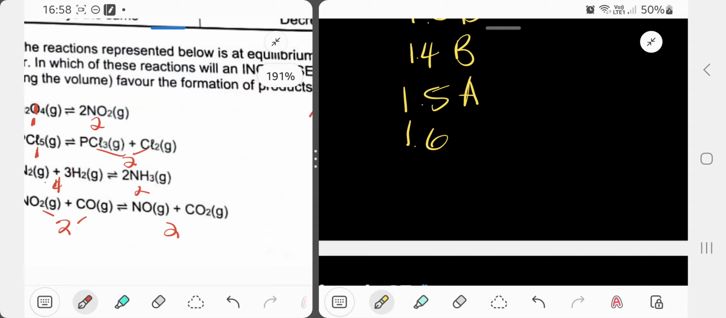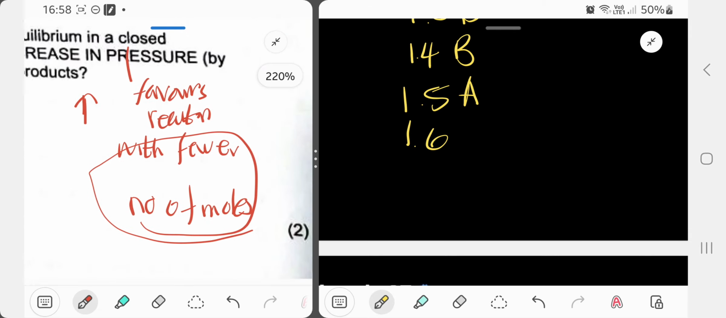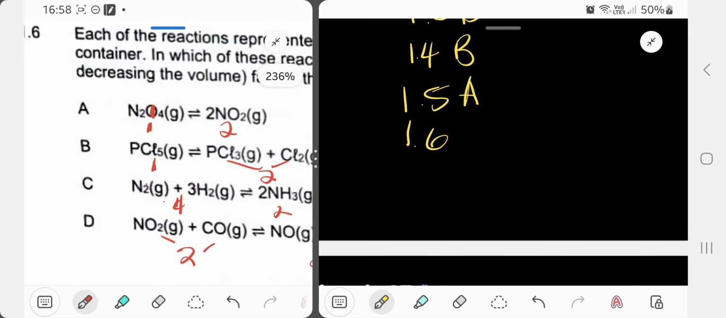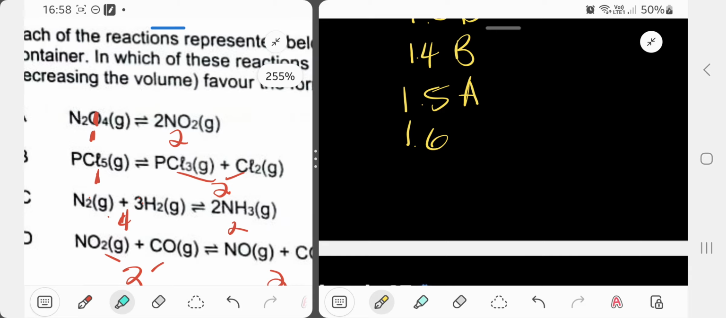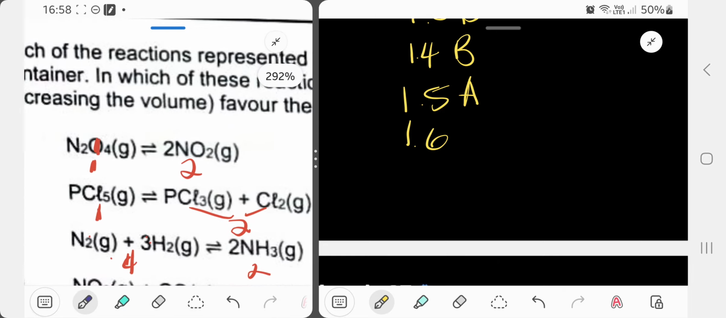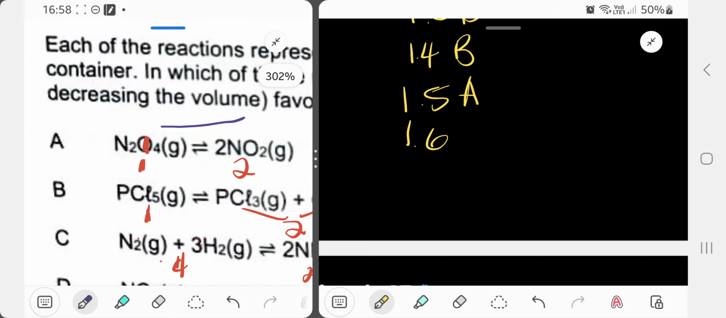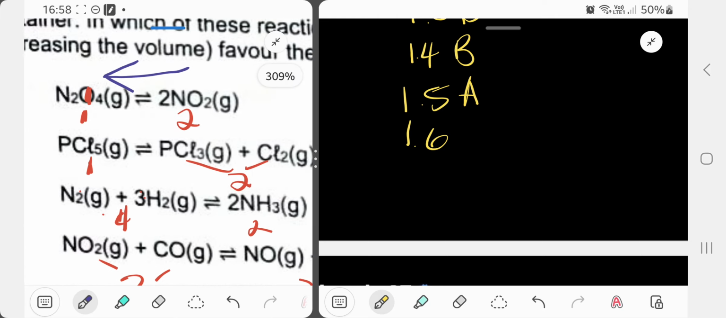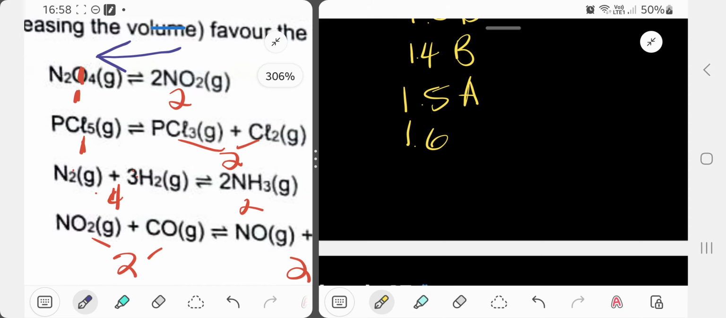So now let's understand something. We said that the increase in pressure favors the side with the fewer number of moles. So let me just use a different color. What that means for us is that it favors the side with the fewer number of moles. So this side is favored, and then this side favors the side with the fewer number of moles.